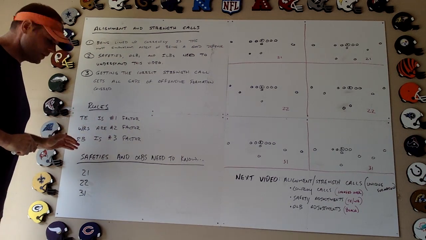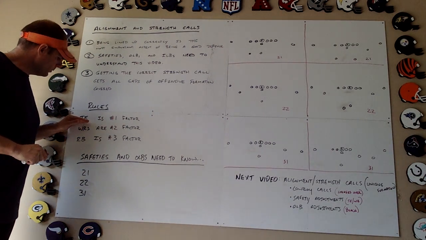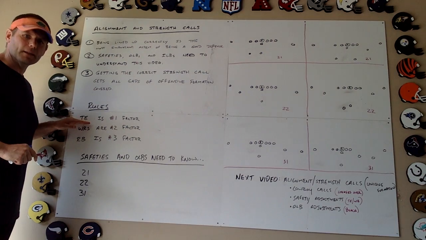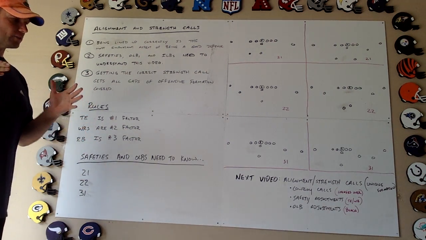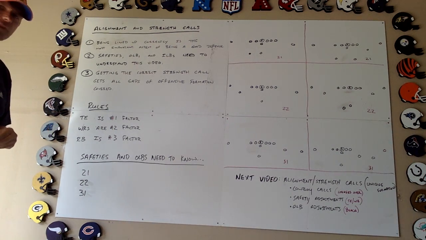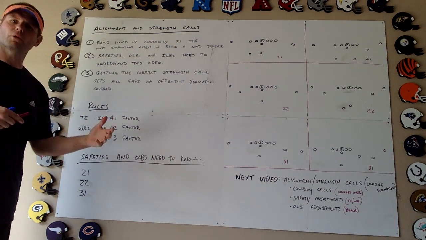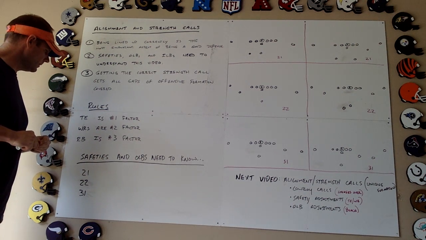So our three basic rules, this is where you need to memorize these things. The number one factor is where is the tight end? And the tight end trumps everything. So where is the tight end? That's always where the strength of our defense is called, obviously strong right or strong left. So we look for the tight end first.